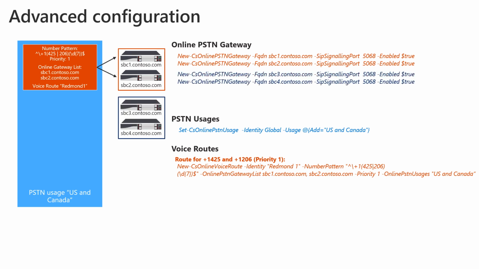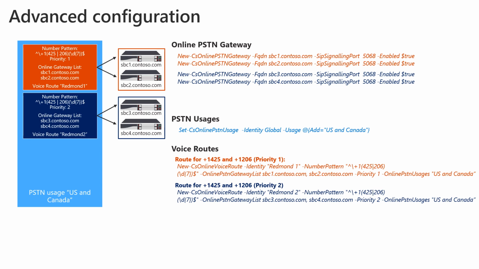Now we add two more gateways, SBC3 and SBC4, signaling ports, enabled. They are getting the same number ranges for the route, but they have a lower priority. That means if now someone places a phone call to a number that starts with +1425 or +1206, they would be sent to SBC1 and SBC2. Unless SBC1 or SBC2 are busy or not available, then they would be sent to SBC3 or SBC4.